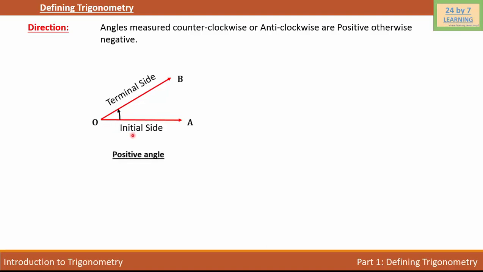Now let's consider another example. This is my point O, and O is the point of intersection of ray OA and OB. Ray OA is called the initial side of the angle and ray OB is called the terminal side of the angle. If you look closely, we are measuring the angle in the direction of the movement of the clock. This arrow represents the direction of the angle, and this direction is the direction of the movement of the clock. So this is an example of a negative angle.